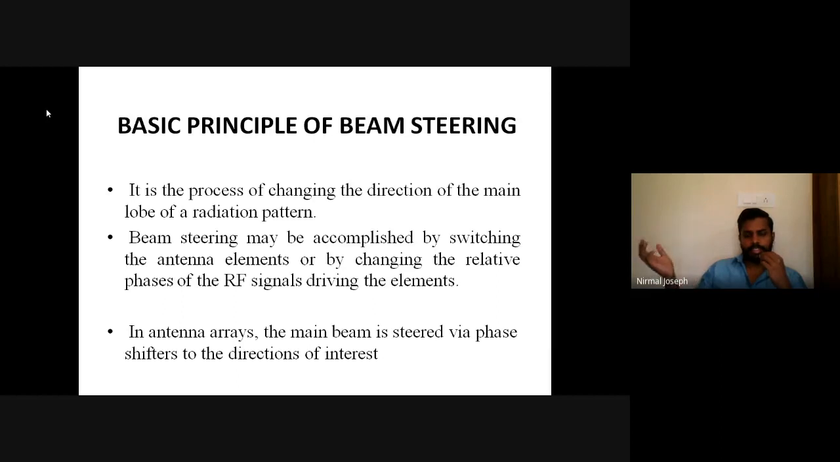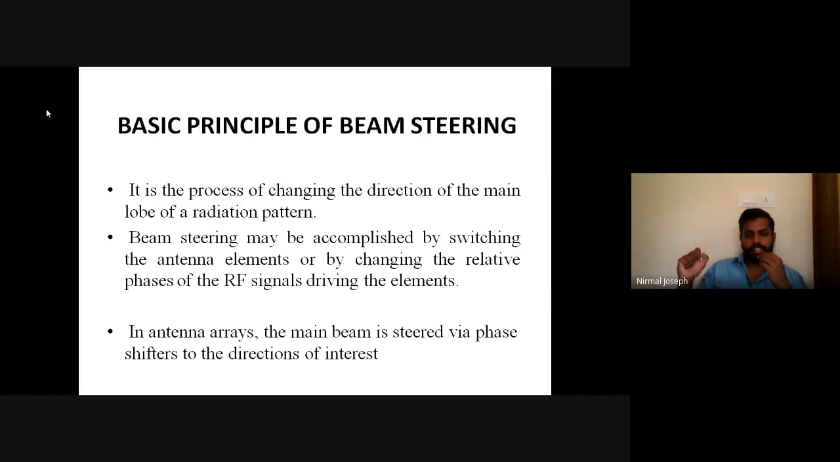Next, by changing the relative phases of the RF signal driving the elements. That is the thing we have to see. How to change the relative phases? On all antenna elements, we are using the same frequency signals. And what are we going to change? We are going to change the phases. So the phases of the signals driving the elements we are going to change.